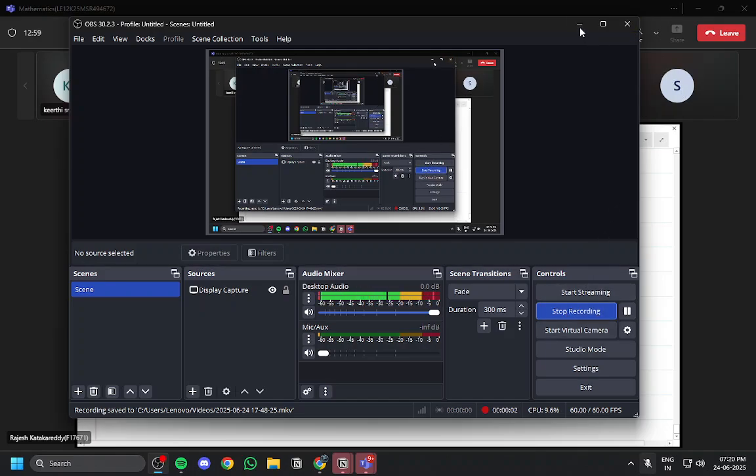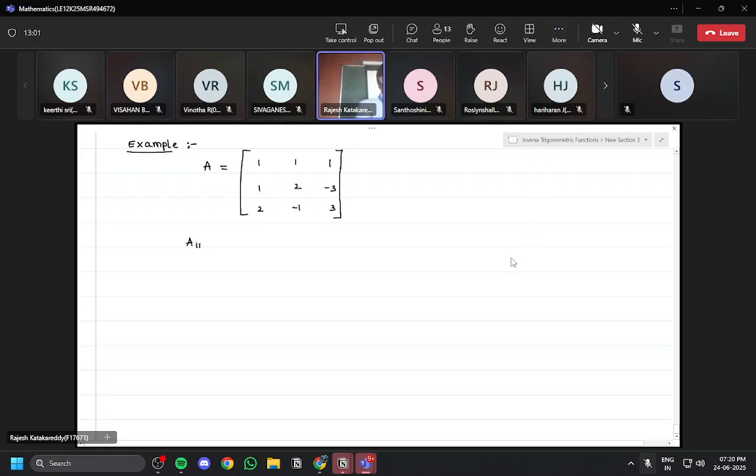Capital A11 is the cofactor of the first row, first column element, right? So how much do we get deleting the row and column, using the sign as well? We get 2 3s are 6, minus 3, that will be 3, right? So I deleted row 1 and column 1, then I should find the determinant of 2, minus 3, minus 1 and 3. 2 3s are 6, minus 3, that is 6 only.